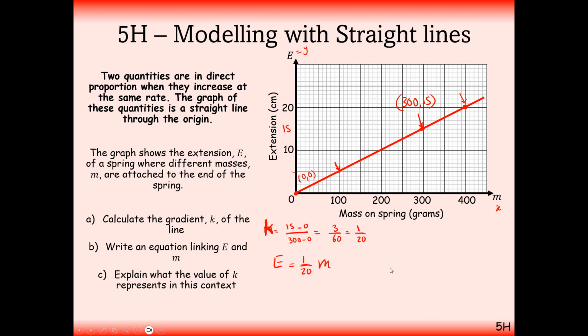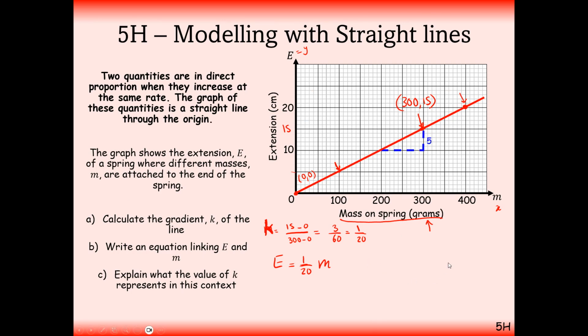Then question C is saying explain what the value of k represents in this context. So you check out the context of the problem: extension in centimeters per unit, here gram. So the gradient is saying that the extension will increase by 1/20th for every gram you add to it. The measurement of extension is centimeter.